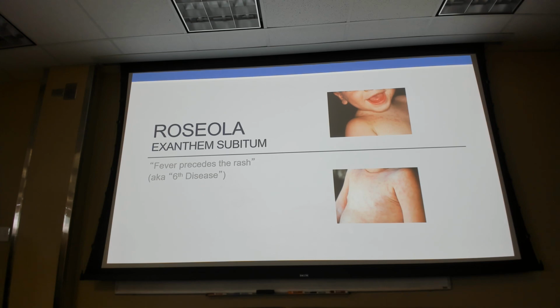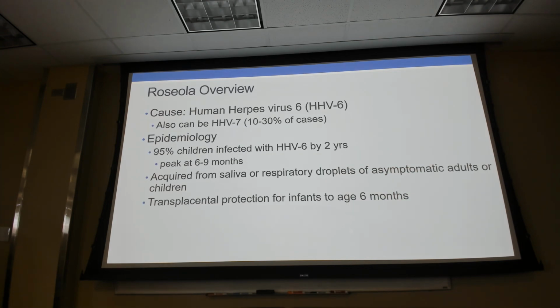Again, I need you to be able to go between roseola, exanthum subitum, and 6th disease. I've seen board exams use all 3 of those. So how do you remember that this is actually 6th disease and what causes it?